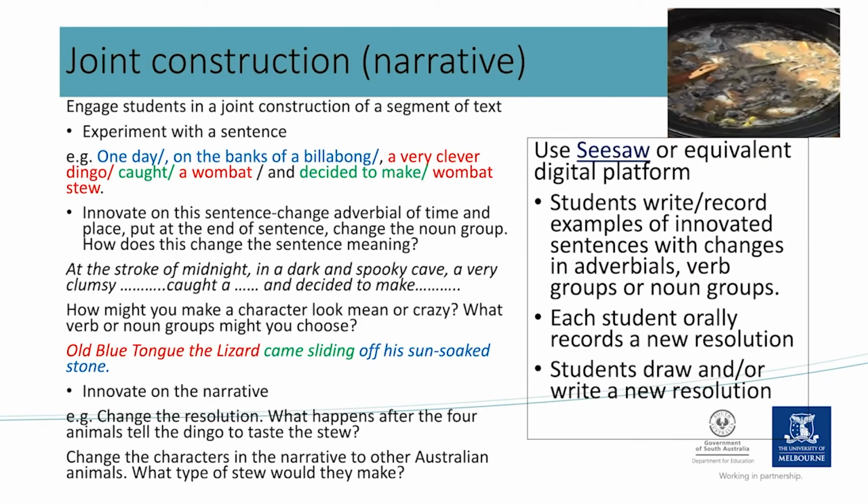Joint construction of text requires the teacher to share the writing process with either the whole class, small group, or on a one-to-one basis with an individual student. Through this process, the teacher leads students to engage with writing a section of text. In the example on this slide, it might be by asking students to experiment with a sentence, by changing some of the elements, such as the circumstances, or rewriting the noun or verb group to create an altered description of a character. Additionally, in the case of teaching narrative writing, you may ask students to discuss alternate endings to a narrative and then jointly construct one of those.